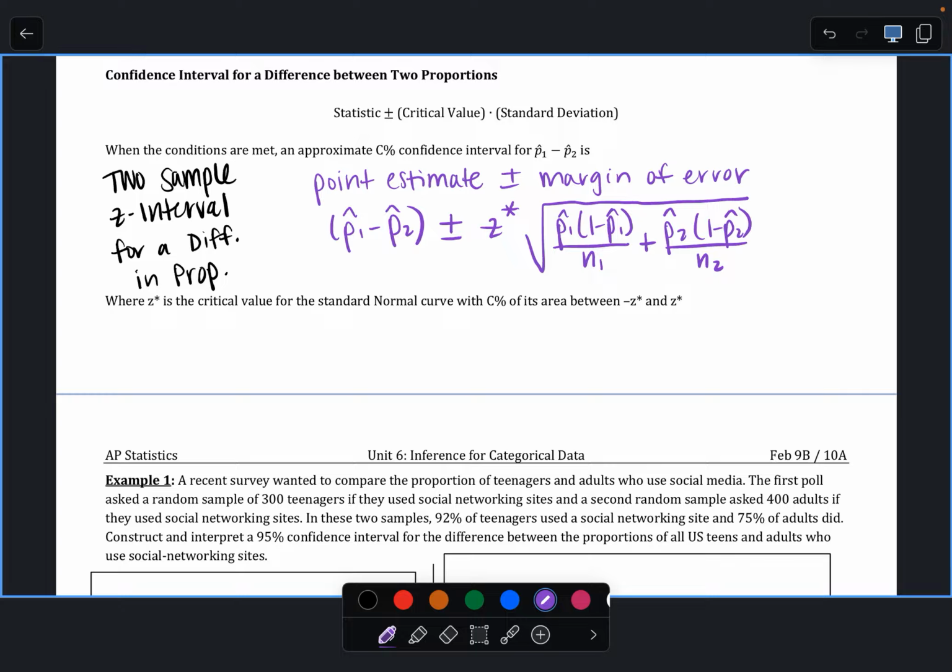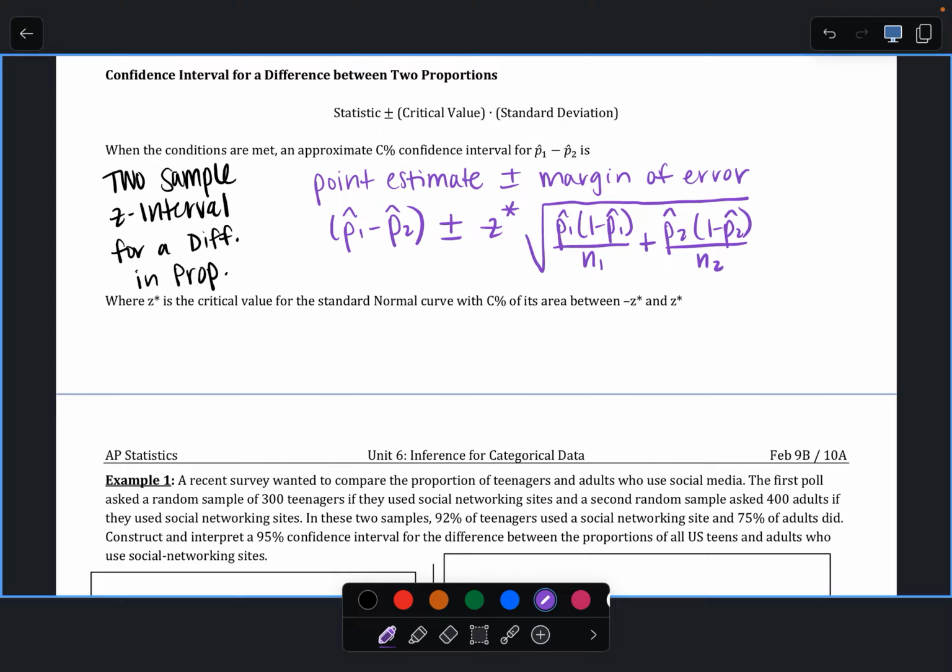Yes, Precious? Is it the same thing that we do with the... It's basically the same thing as the sampling distribution. So we will still get the interval from the calculator as well, but this is just if they ask you questions about the formula itself.